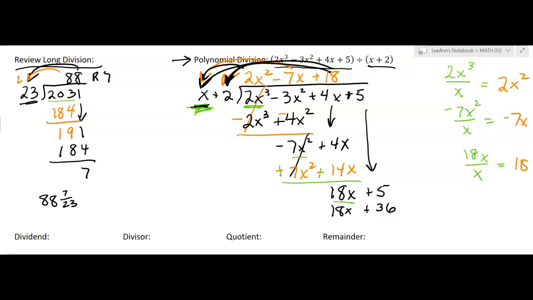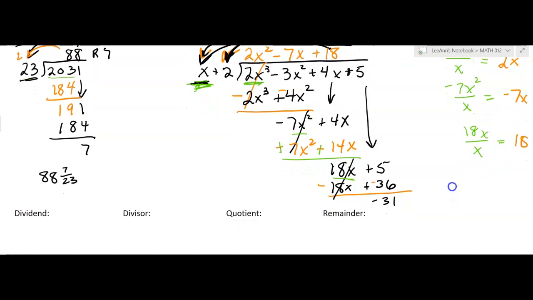All right, now you've got to change those signs. So change this sign, change this sign. That's the subtracting part. And then what do I get for a remainder? These cancel out. I'm getting a negative 31 for the remainder. Okay, that's the division process.